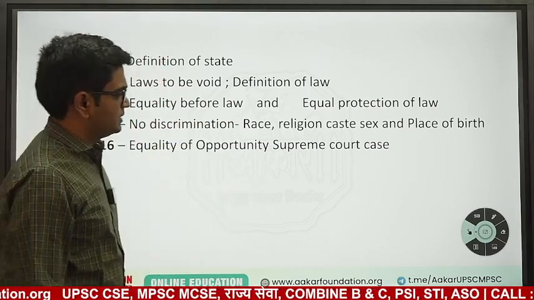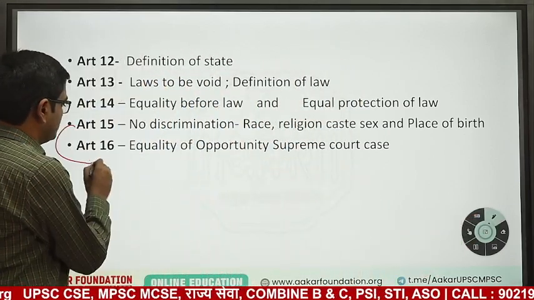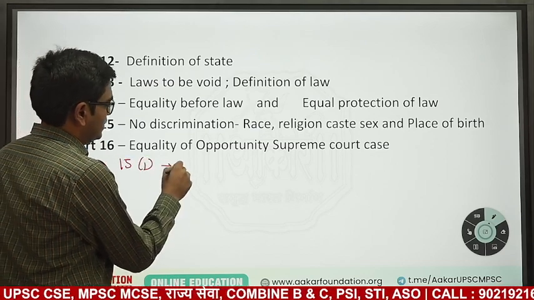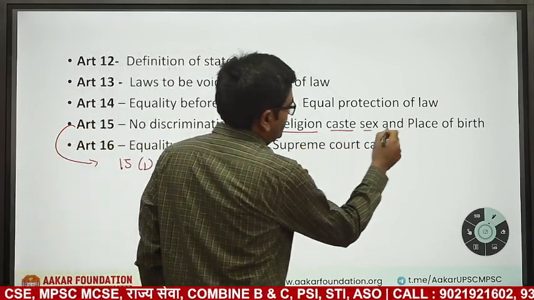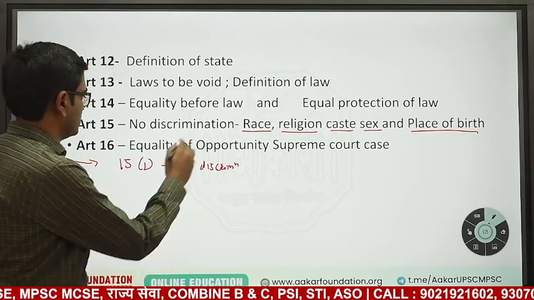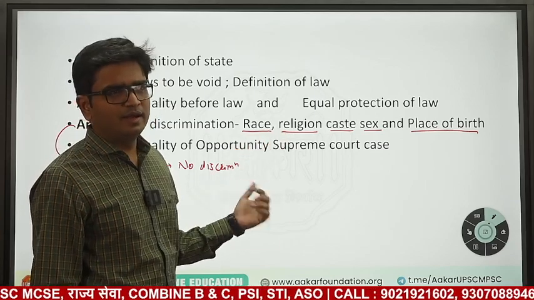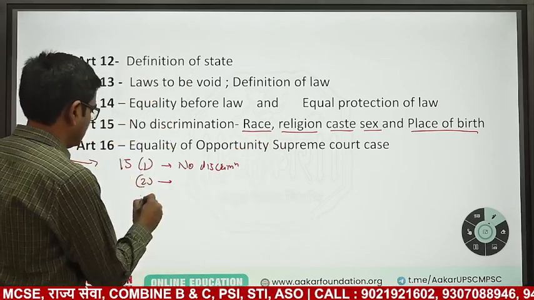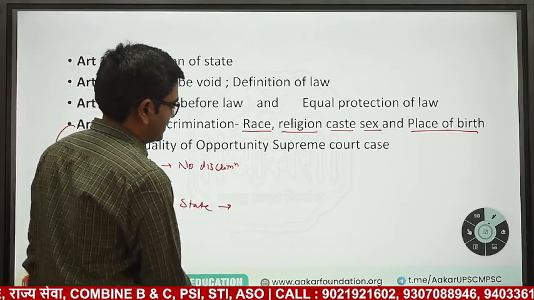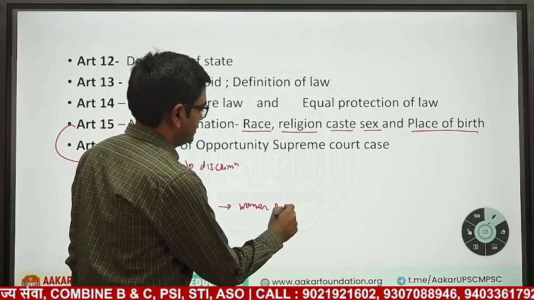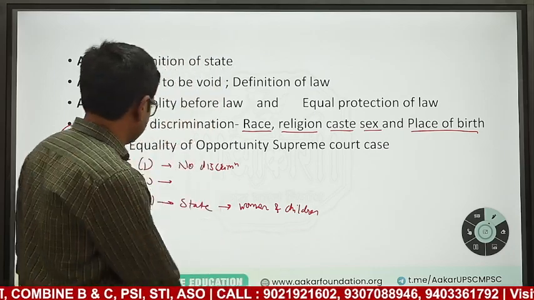Article 15, no discrimination. So this is an anti-discrimination article. What does Article 15 say? For example, 15(1), there shall be no discrimination against race, religion, caste, sex, place of birth. Okay, you cannot discriminate against anyone on these grounds. Second, same thing, no discrimination in entry to any public places, etc. That is not important. Third, 15(3), state can give certain preferences to women and children. Okay, certain specific provisions can be made for women and children. That's one thing.